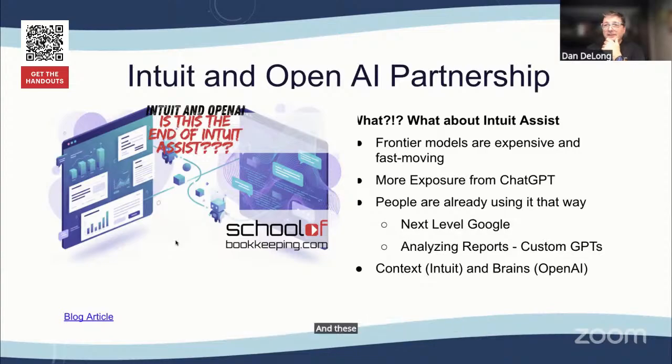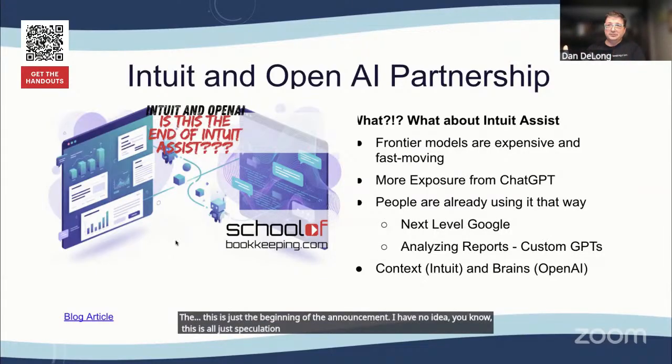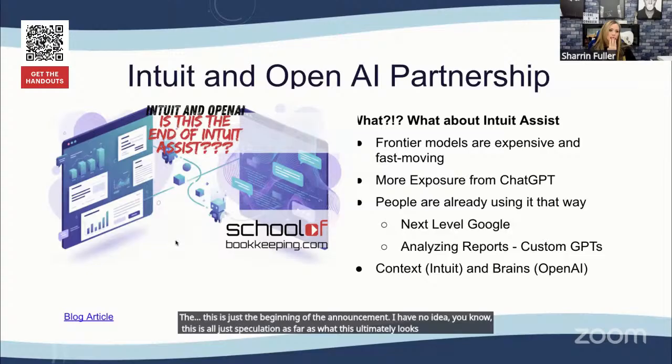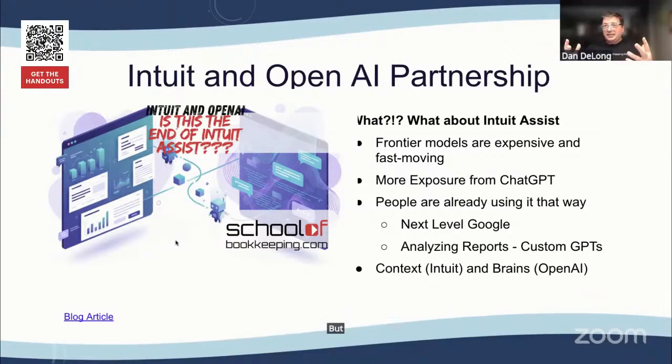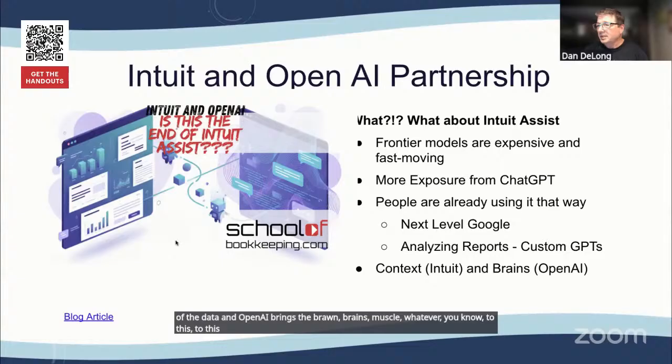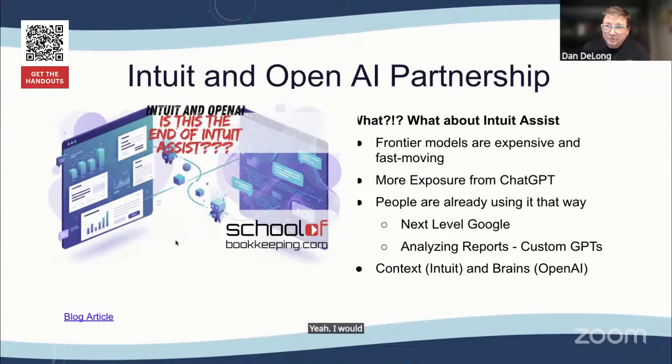And these are all valid concerns. But of course, this is just the beginning of the announcement. I have no idea, this is all just speculation as far as what this ultimately looks like moving forward. But the idea is that Intuit brings the context of the data, and OpenAI brings the brains, muscle, whatever, to this thing, right? And essentially, people are doing it already anyway, right?